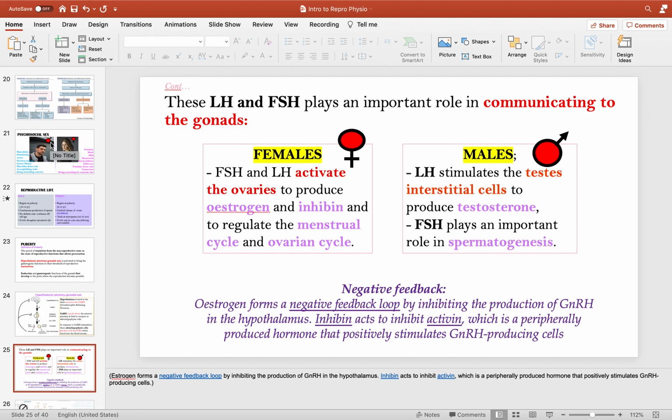Thus, in the female, FSH and LH activate the ovaries to produce estrogen and inhibin and regulate the menstrual cycle and ovarian cycle. And in males, luteinizing hormone stimulates the testis interstitial cells to produce testosterone, and FSH plays an important role in spermatogenesis.